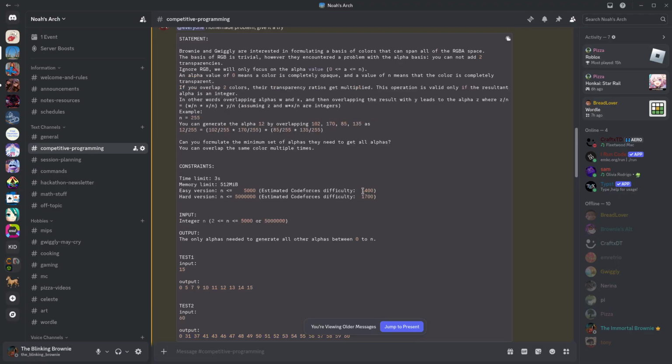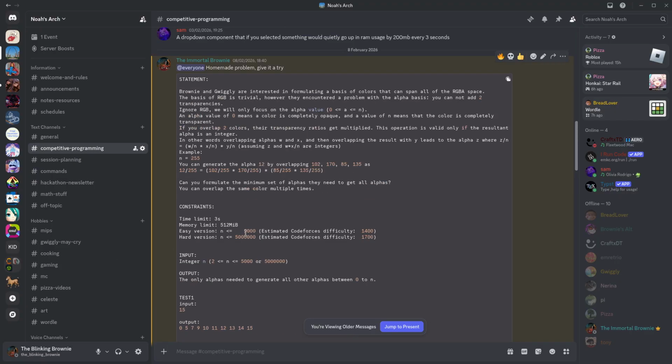So how do we solve this? There are two versions. N is capped at 5000 for the small version. The difficulty of that is around 1400. For the harder version, N is capped at 5 million. Time limit is 3 seconds. Memory limit 500 megabytes. I would say this is wrong. I think it's like 1900 right now.